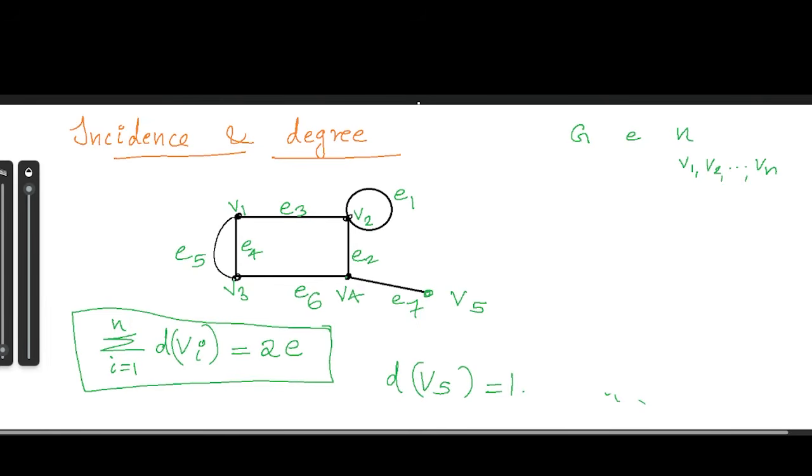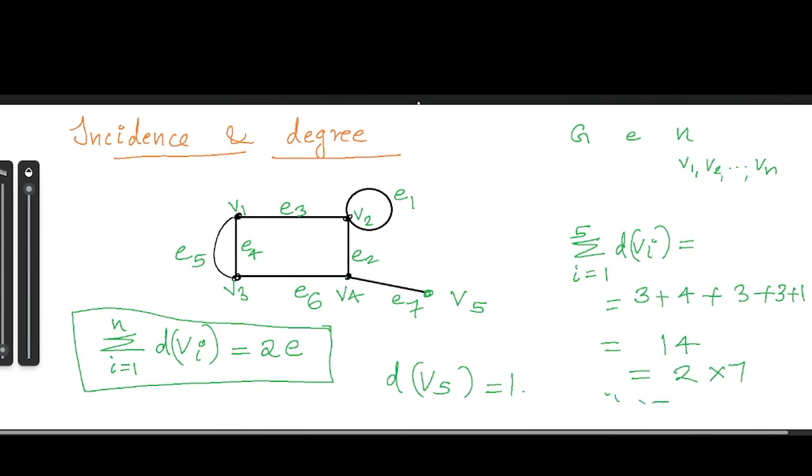And from the above figure, we can see that if we add all the degrees, what is sigma d of Vi in the above figure? Here, the number of vertices is 5. So i varies from 1 to 5. Now you can add the degree of each vertex. So here we have 3 plus 4 plus 3 plus 3 plus 1, and that is equal to 14. That is equal to 2 into 7, which is 2 into E, where E means the number of edges. Okay, this is known as the handshaking lemma.